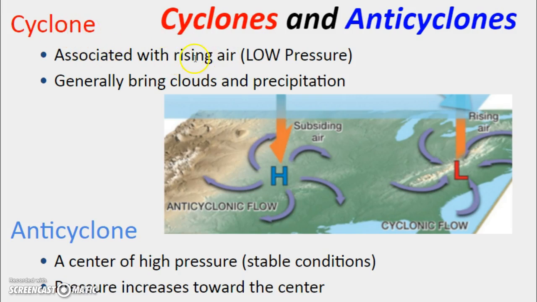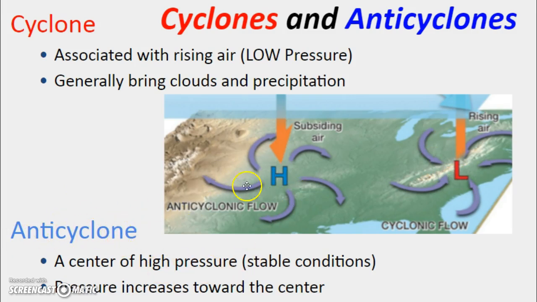Cyclones are associated with rising air or low pressure, and they generally bring clouds and precipitation. So if air is converging or coming together, it's eventually going to rise. With low pressure, we find air moving from higher pressure into lower pressure, so it should make sense to us that air is moving towards the low pressure system. An anticyclone is just the opposite of low pressure.